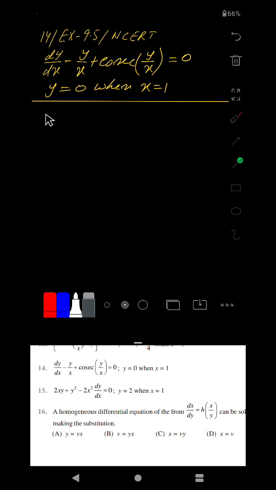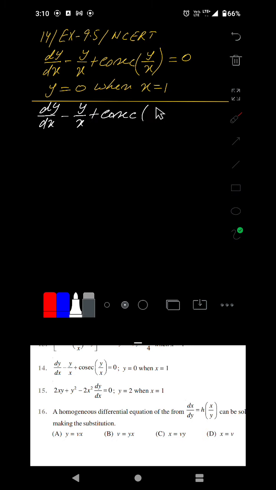So let's do it. Dy upon dx minus y upon x plus cosec, whatever you call it. Someone calls it cosec or someone pronounces it as cosec. I think this is the difference between the British and US pronunciation of this word.